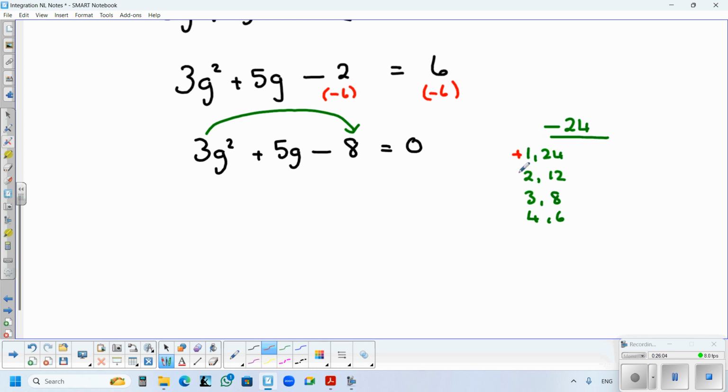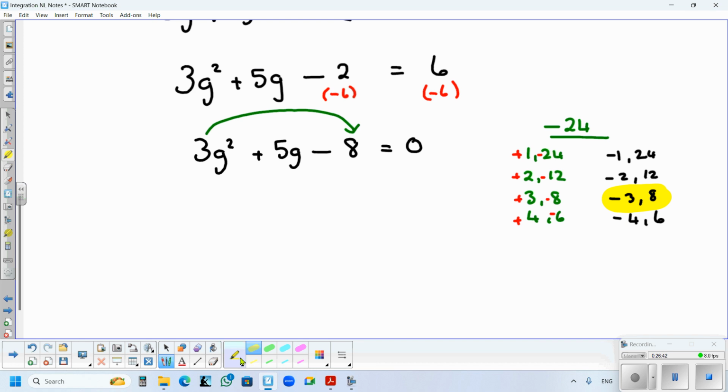So if we make the first one all positive, and we make the last one negative, I can have all of those again, but round the other way. So it could be negative 1 and plus 24. It could be negative 2 and plus 12. It could be negative 3 and plus 8. It could be negative 4 and plus 6. So I'm looking for one of those pairs that gives me positive 5. So the pair out of all of those ones that give me positive 5 is that pair there.